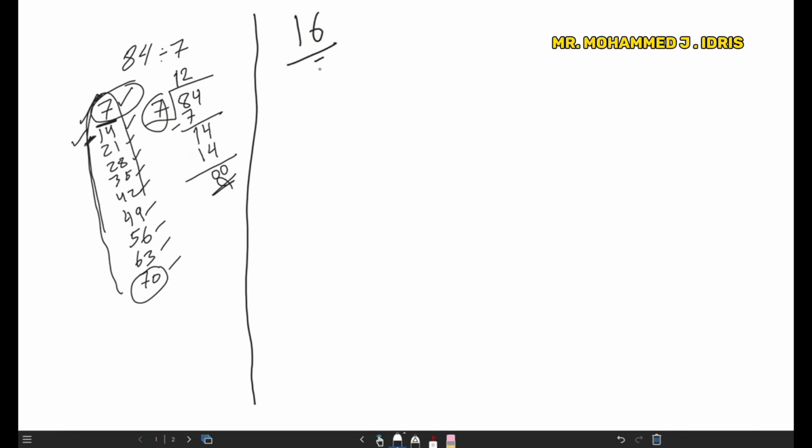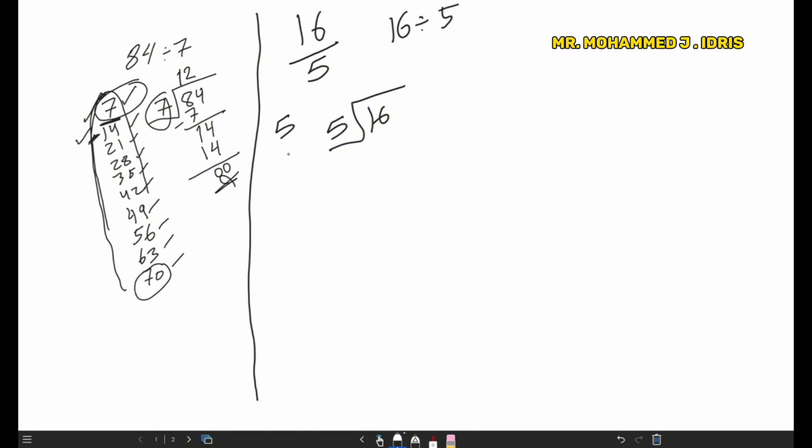Let's say we have 16 over 5, in other terms 16 divided by 5. In this case 16 goes inside and 5 outside. Same thing, we're going to write the multiples of 5. If you know your multiplication table of 5 by heart, you don't need to do this step. But let's write them for the purpose of explanation only.